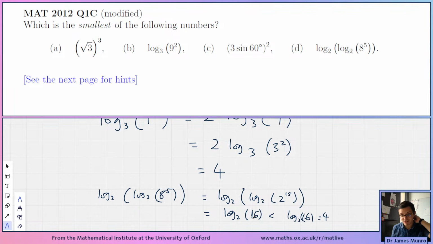We're off and away. We found something that's equal to 4, and we found something that's just a little bit less than 4. So it's a good way into the question. I think we're looking for the smallest this time. I think the others turn out to be larger than 4.